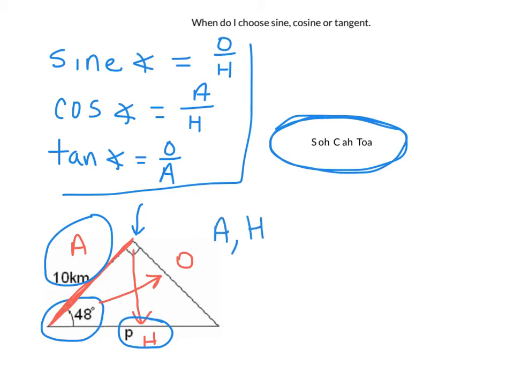So if we look at SOHCAHTOA, SO stands for sine, being the opposite over hypotenuse. That is not what we need. We need something with A and H. And if we look at the next one, cosine, that has A and H, the adjacent and the hypotenuse.